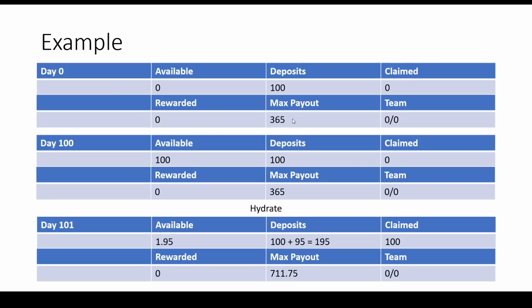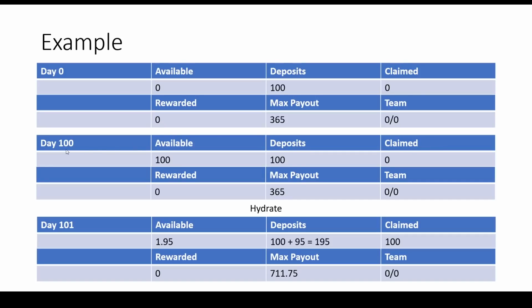But this is a simple example here, just this first box, this first area of no hydrating, no additional deposits. Now, hydrating is just another way of making a new deposit. You're just taking your available, you're only paying 5% tax instead of 10% tax, and what happens to those tokens? You are putting them into the deposits, even when you hydrate.